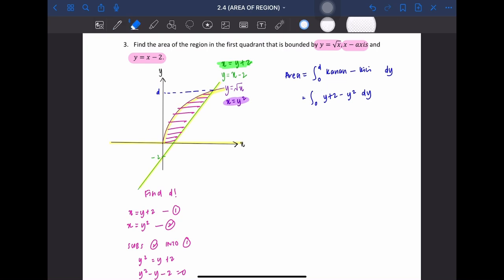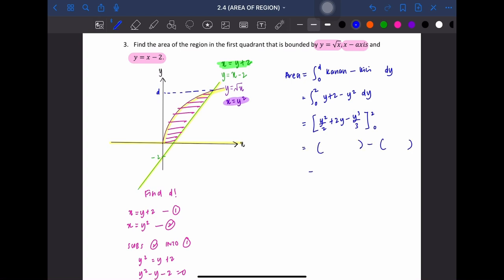So now we can substitute our d. Now we can directly integrate. So y squared over 2 plus 2y minus y cubed over 3. So integrate from 0 until 2. We substitute the upper limit minus substitute the lower limit. And the final answer would be 10 over 3 unit square.